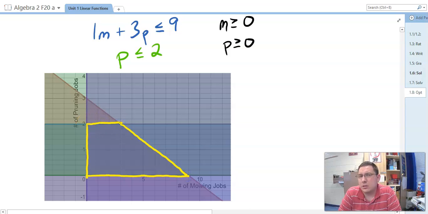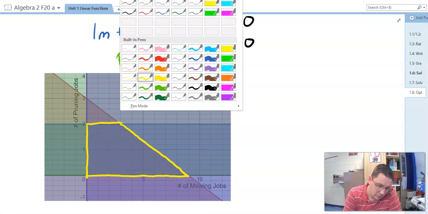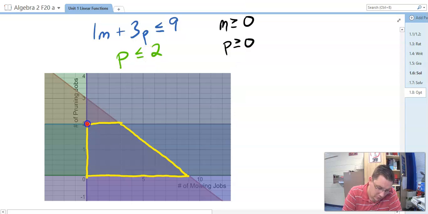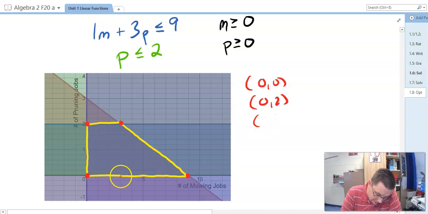As we talked about in the first half of this lesson, we talked about where the maximums or minimums can happen. And so we want to look at the vertices. I've got 1, 2, 3, 4 vertices to deal with, and we want to label all those out. So I've got (0, 0), (0, 2), this is (3, 2), and then over here is (9, 0).